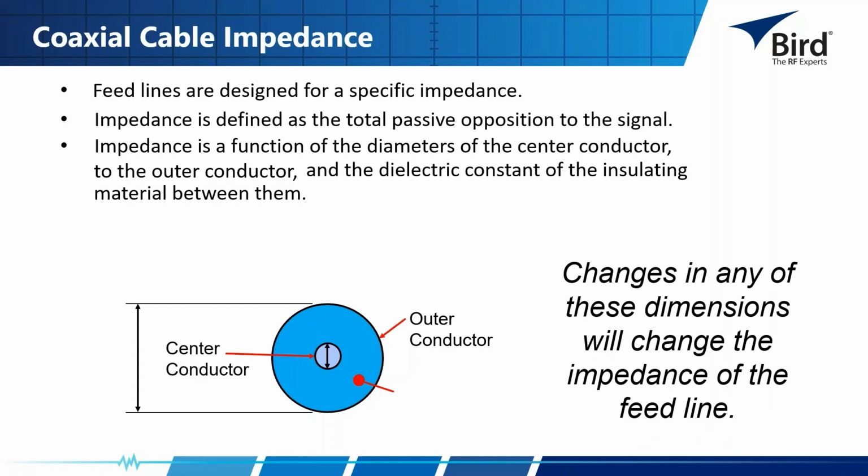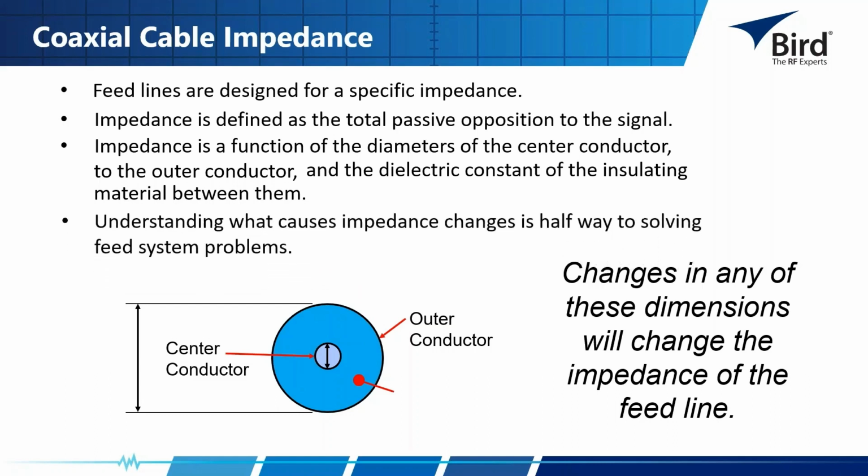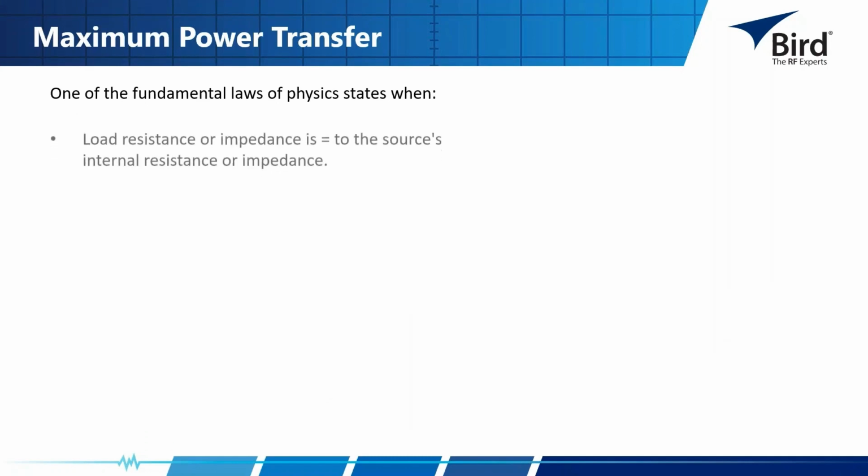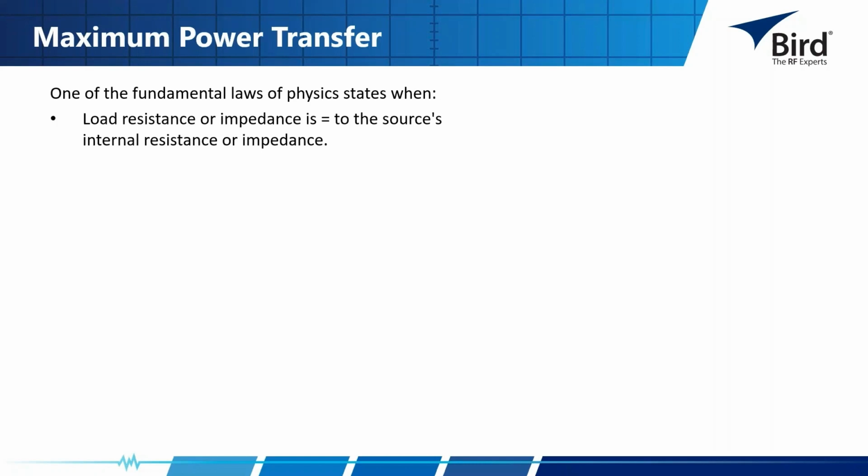Changes in any of these dimensions will change the impedance of the feed line. Understanding what causes impedance changes is halfway to solving feed system problems. One of the fundamental laws of physics states, when load resistance or impedance is equal to the source's internal resistance or impedance, that maximum power will be developed in the load. What that says, in other words, is when everything in your system is matched, when you key up your radio, all the power will get out to the antenna.